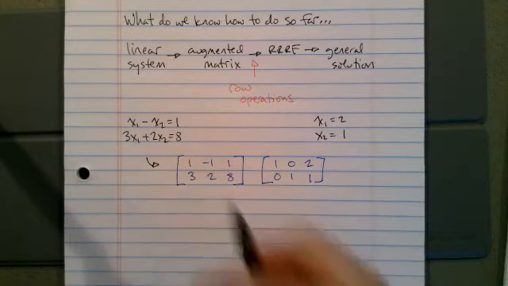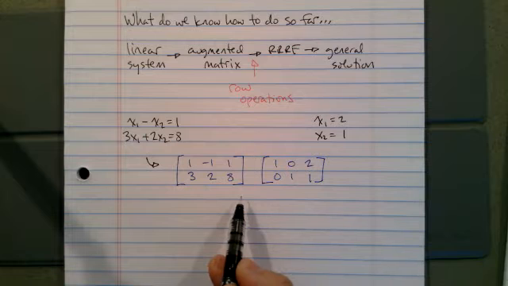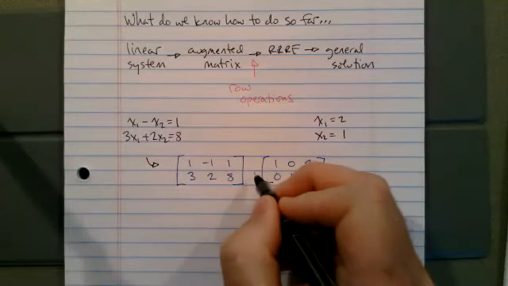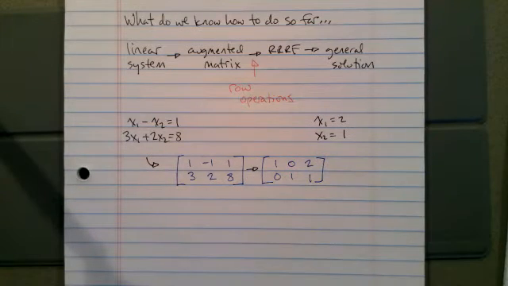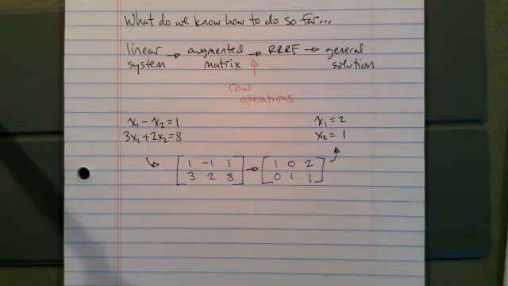So we convert the linear system to the augmented matrix. We perform row operations on the augmented matrix to get to the reduced row echelon form, and we use the reduced row echelon form to get up to the general solution. Any questions?